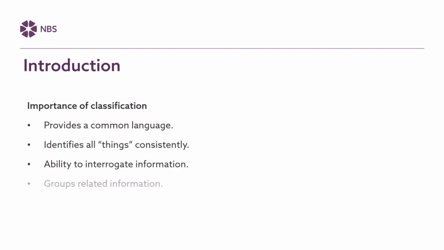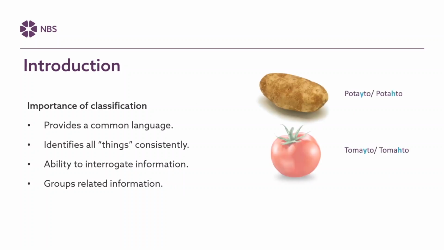Well, first of all, classification provides a common language for people constructing and managing assets. There are many ways to name and describe something, but at the end of the day, a carrot is still a carrot. It also identifies all things and labels them consistently. It enables the ability to search and retrieve information from a database or an asset register, etc. It also enables related information to be grouped for the purposes of measurement, estimation, purchasing or reporting.